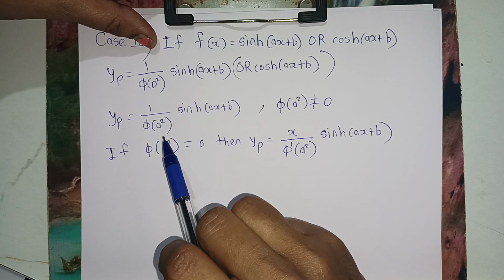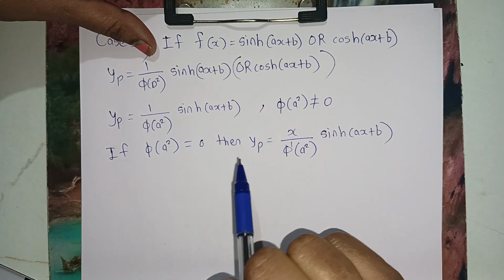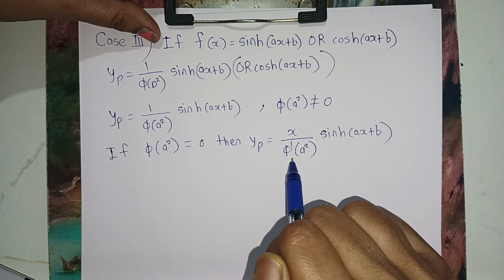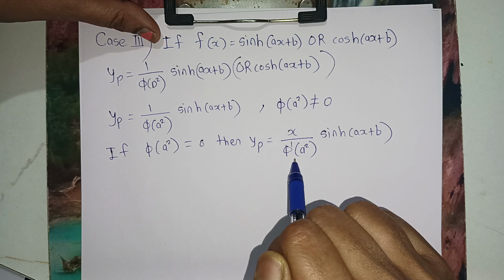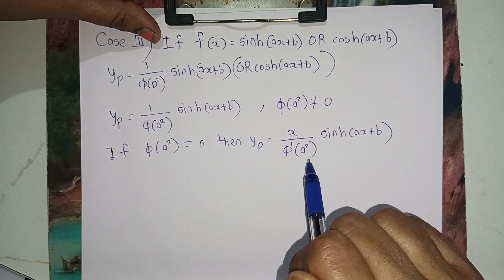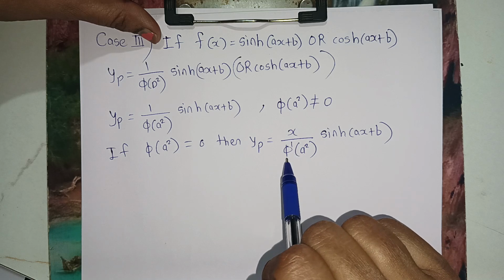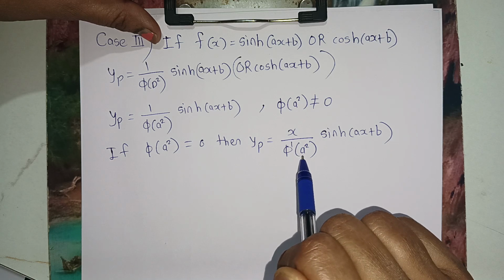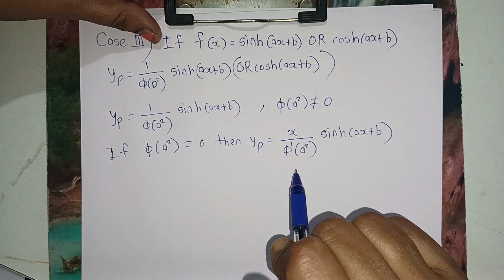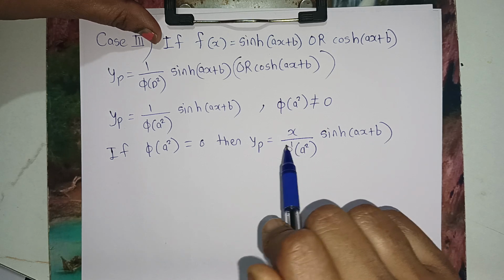And if phi of a square is zero, then you have to do the same as we did in case 2. Take x in the numerator and find out phi dash of d square in the denominator, and replace d square by a square in it. Again, if phi dash at a square is zero, then you have to do the same thing: increase the power of x in the numerator, and in the denominator you will have phi double dash at a square. Do the same thing up to the term where you get the denominator as a non-zero derivative at a square.